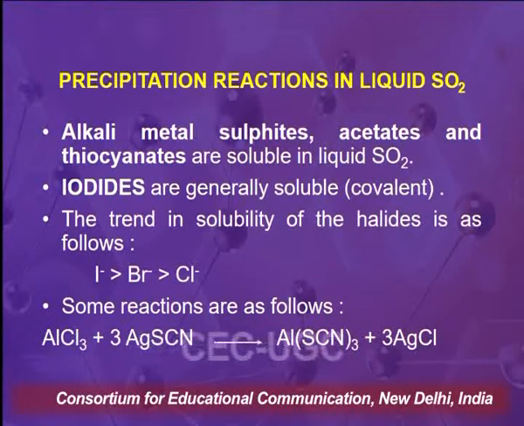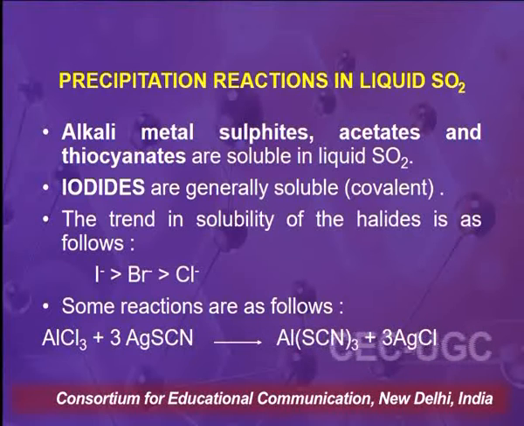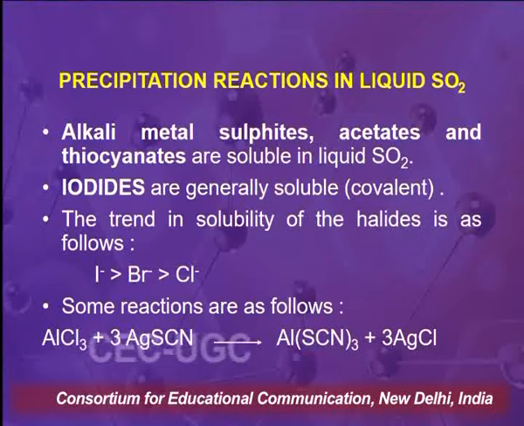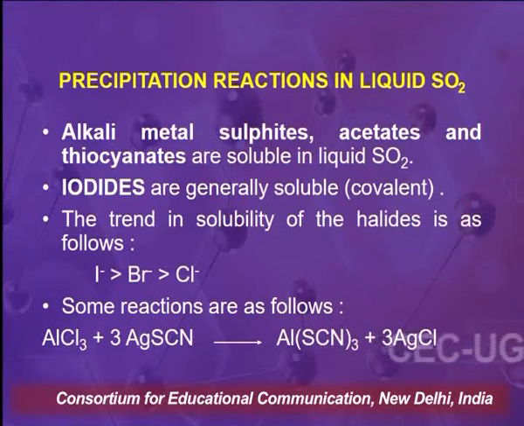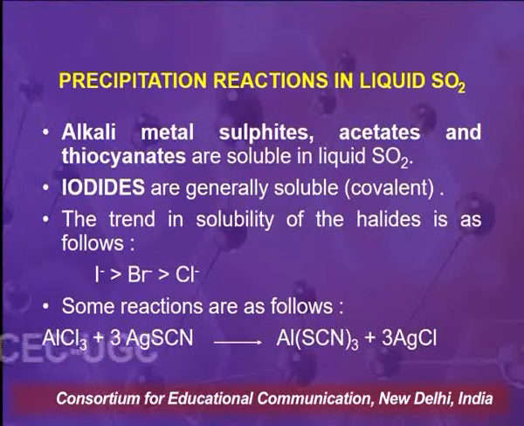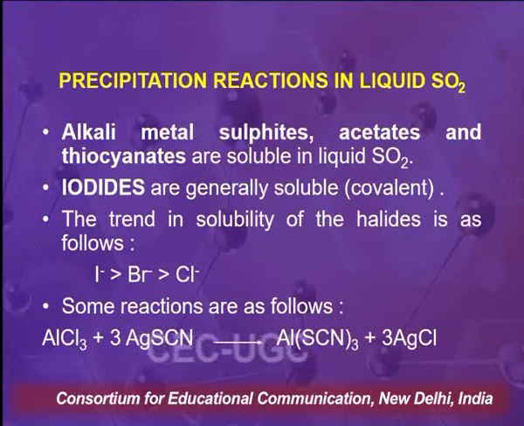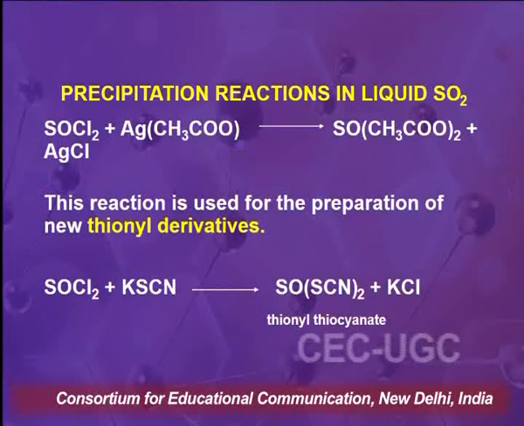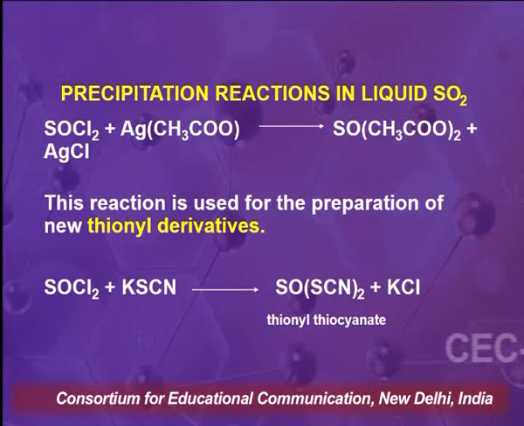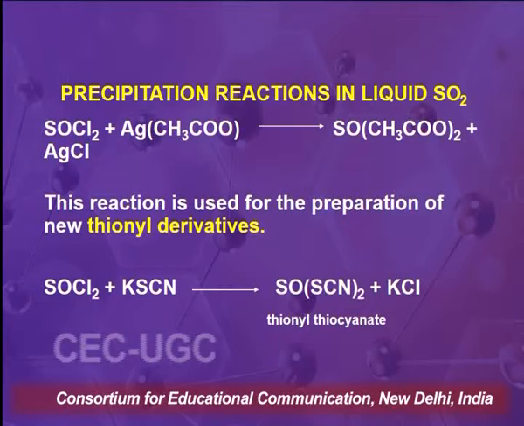Aluminium chloride reacts with silver thiocyanate to give aluminium thiocyanate as a precipitate and also silver chloride as a precipitate. So, this is an example of a precipitation reaction which takes place in liquid sulfur dioxide as a solvent. This reaction does not occur in water. Similarly, thionyl chloride reacts with silver acetate to form thionyl acetate and silver chloride is formed as a precipitate.